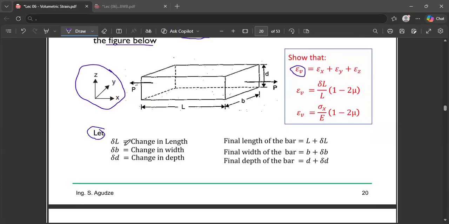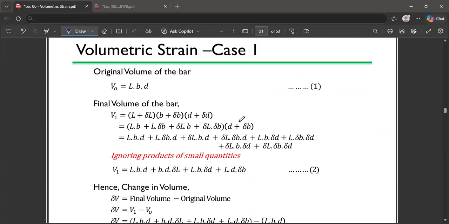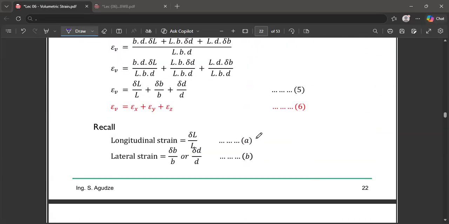Let delta L be the change in length, delta B the change in width or breadth, and delta D the change in depth, as we have been saying so far. I want you to take note that the final length of the bar is equal to the original length plus the change in length. The final breadth is the original breadth plus delta B. The final depth is also equal to the original depth plus delta D, as simple as that. Okay. So this is a proof of the formulas.